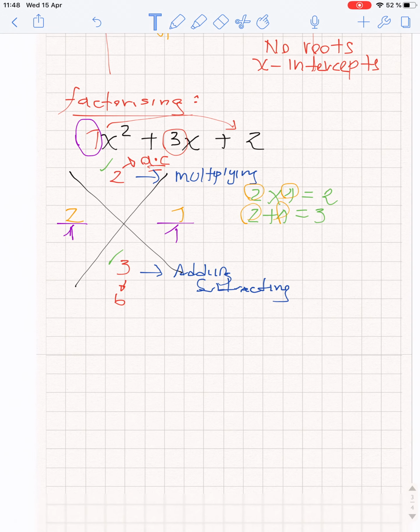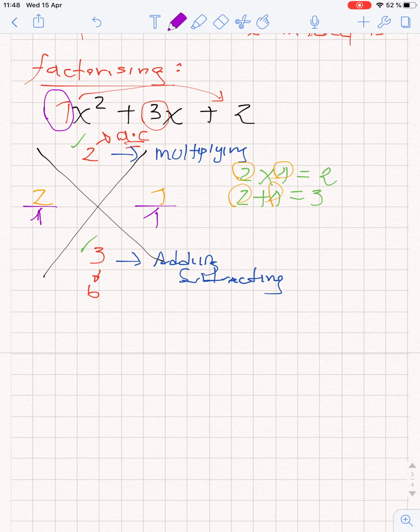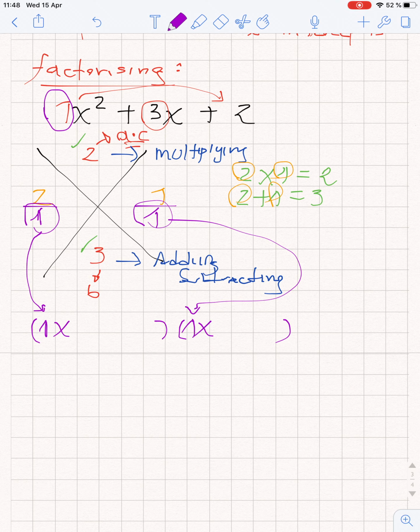Finally, in the factorization, we are going to create two brackets again, and in the brackets we are going to write the denominator, the values for the x, and the numerator, the numbers we are going to include in the brackets. For example, +2 in this case and +1 in this case.